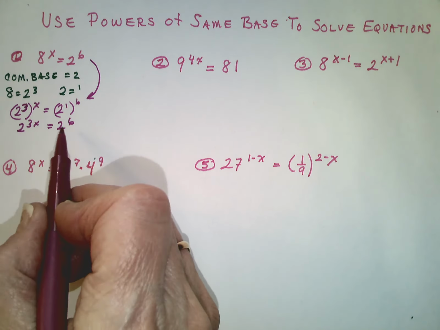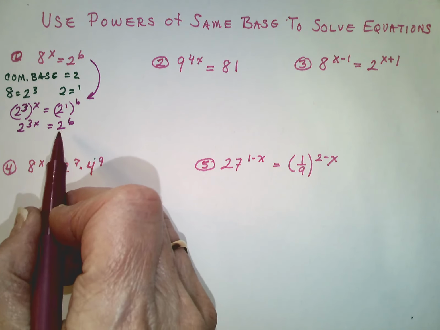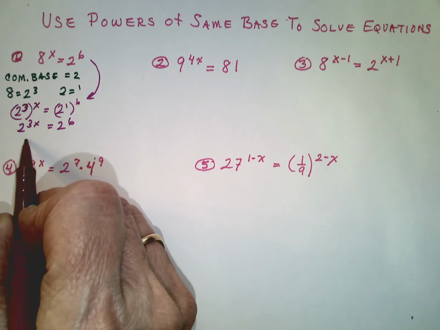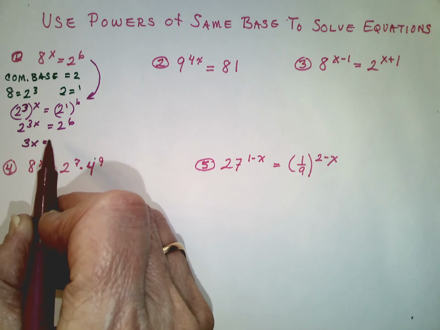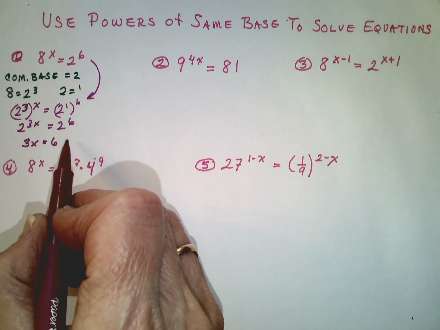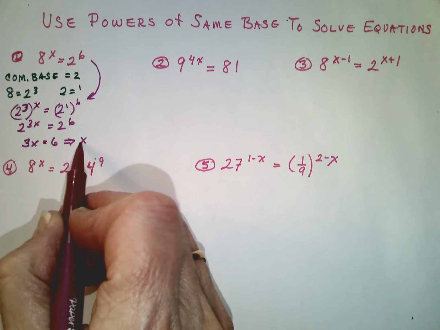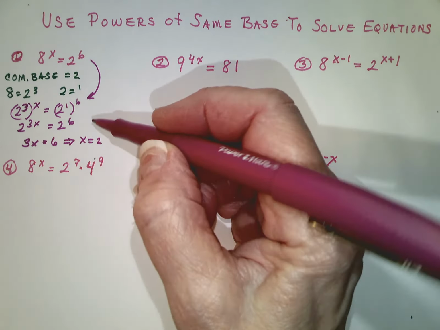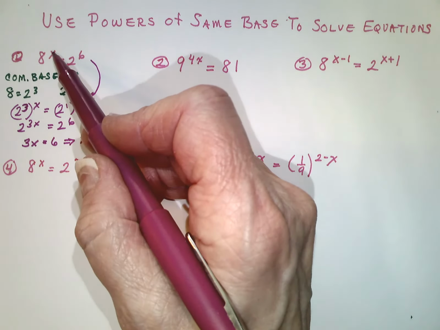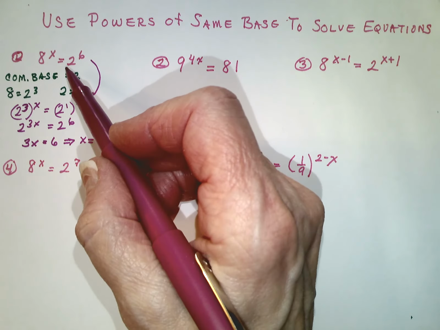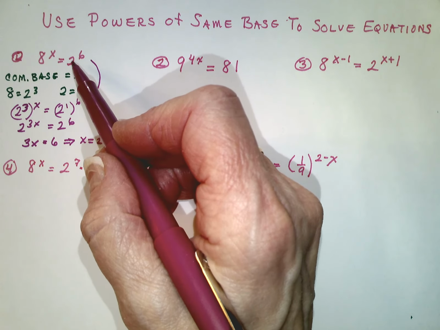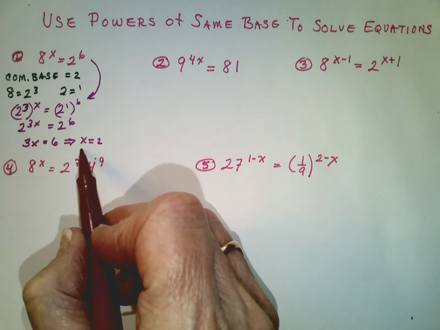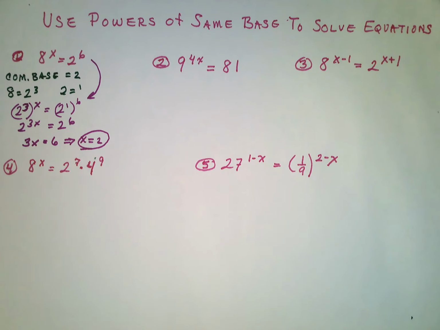Now we got the same answer. These two are supposed to be equivalent, and we have the same base. The only way that can happen is if the exponents are the same. So 3x has to equal 6, which implies x equals 2. We can check that. 8 to the second is 64. 2 to the fifth is 32, so 2 to the sixth is also going to be 64. And that checks out.